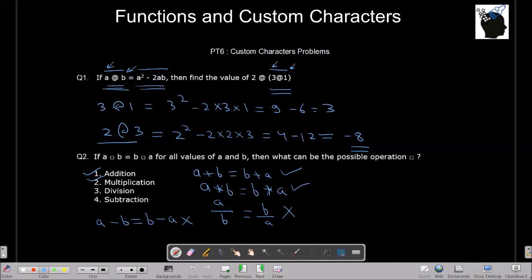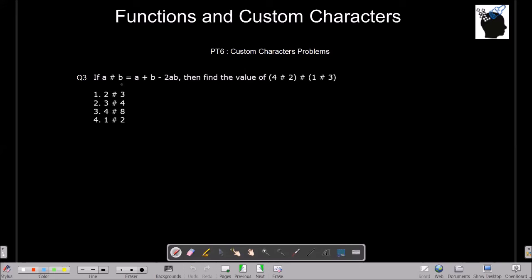Let's try more problems. So if a # b is equal to a plus b minus 2ab, then find the value of 4 # 2 # 1 # 3. Let's first find the value of 4 # 2. So we'll compare it with a # b. We have a before the hash, that means a becomes 4, and b after the hash, so b becomes 2. So 4 # 2 will be nothing but 4 plus 2 minus 2 into 4 into 2, which is 6 minus 16 or minus 10.